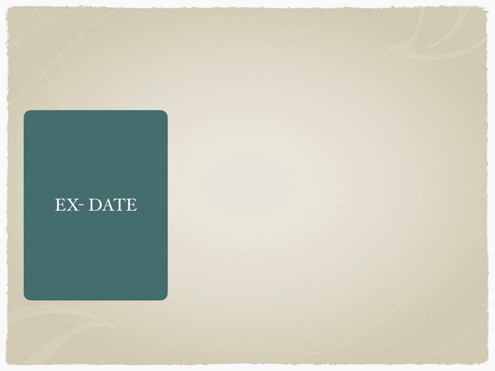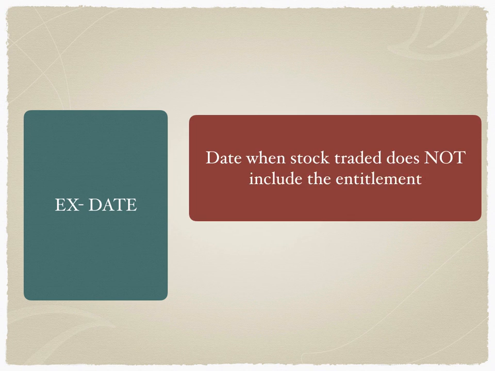The second one is the X date. The X date, as you know, X means does not include over here. It means it excludes. The date on which the stock is traded does not include the entitlement. It's a single date. The stock starts trading ex-dividend, ex-split on that particular date, the date from which the stock does not include the entitlement.